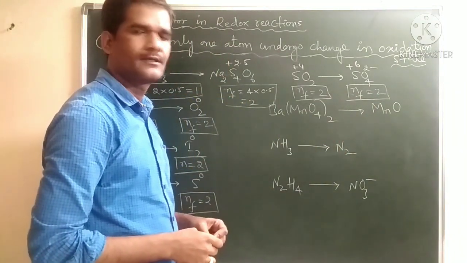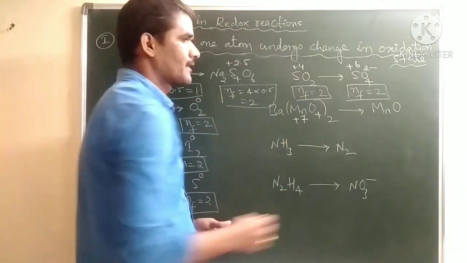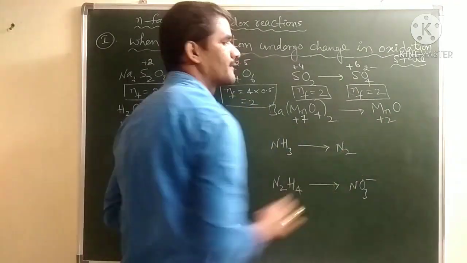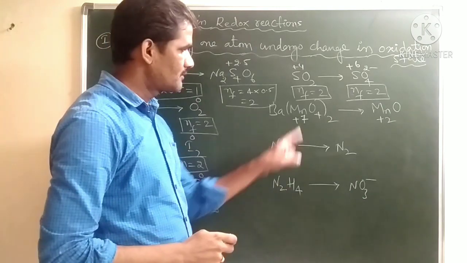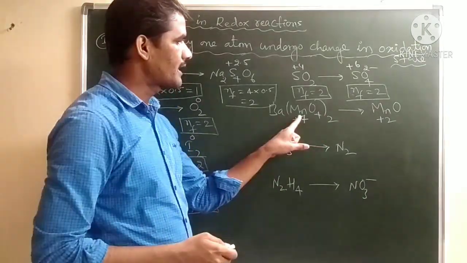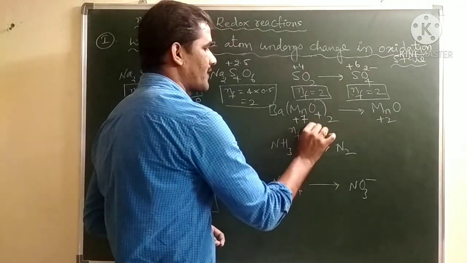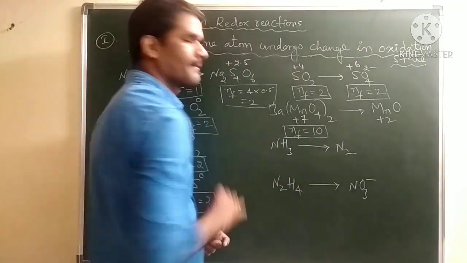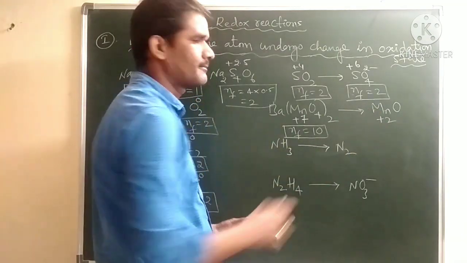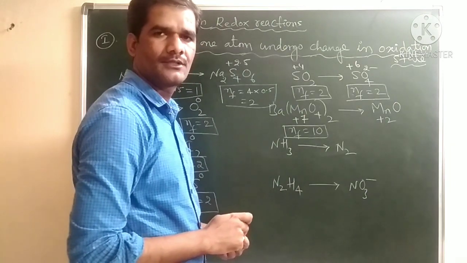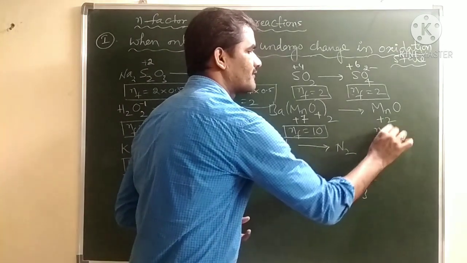And barium manganate, here manganese is in +7 oxidation state, to here manganese in +2 oxidation state. So changing +7 to +2, the change is 5. But how many manganese are there here? In barium manganate, 2 manganese are there. So 2 into 5, the resultant n factor is 10. And here manganese oxide, manganese +2 to +7, change is 5. Only one manganese is there in the manganese oxide. So here n factor is 5.